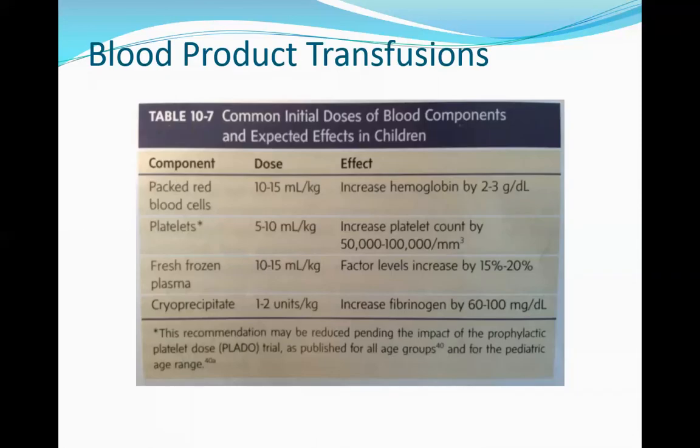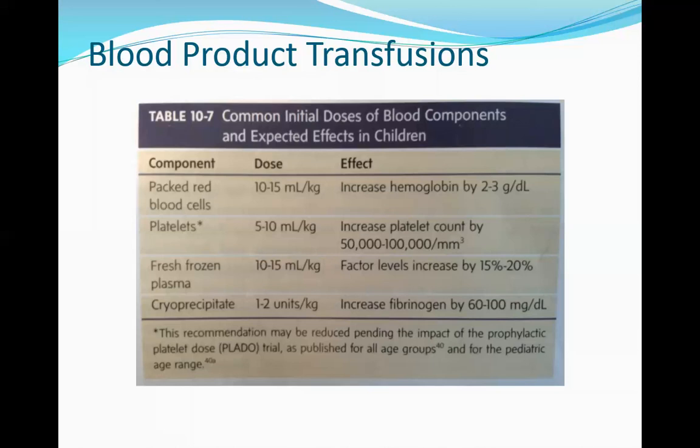On the next slide is also a table from Cote to give you a guide of expected effects of blood transfusions in children. Again, this is also from Cote. For packed red blood cells, when giving a dose of 10 to 15 milliliters per kilo, you can expect an increase in the patient's hemoglobin by 2 to 3.